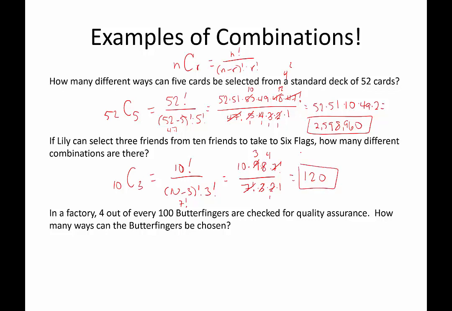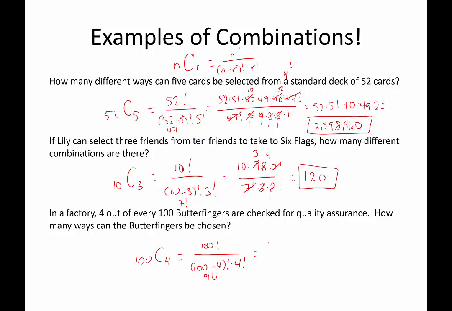Last one. In a factory, 4 out of every 100 Butterfingers are checked for quality assurance. How many ways can the Butterfingers be chosen? So this would be 100. Out of 100, we're going to choose 4. Ooh, that's a job I want to have. So that would be 100 factorial over 100 minus 4 factorial times 4 factorial. 100 minus 4 is 96.